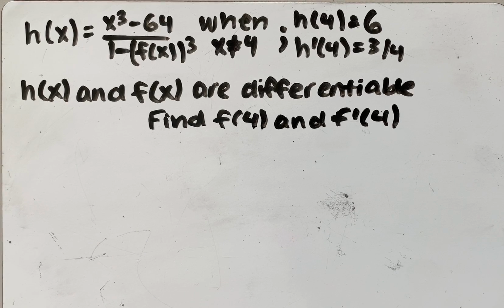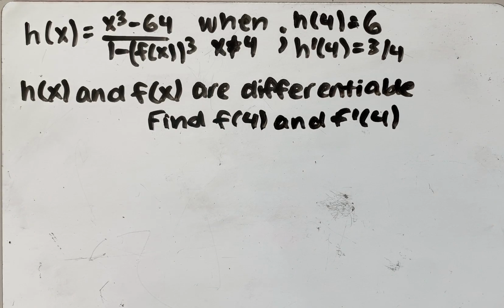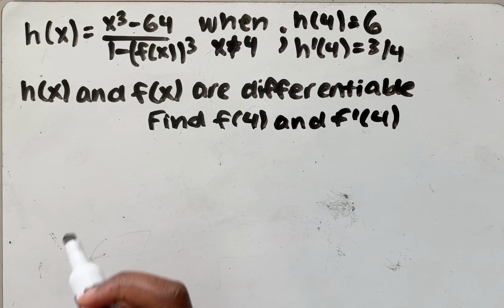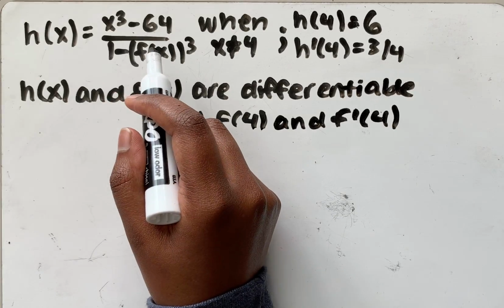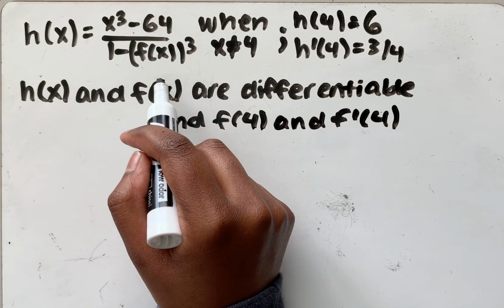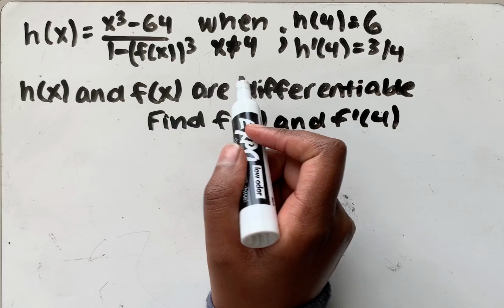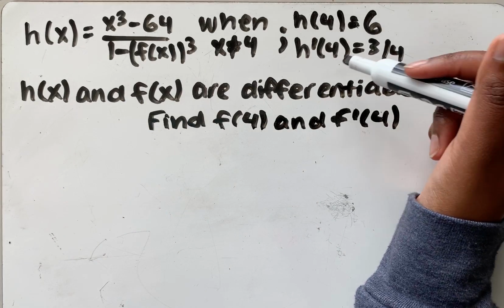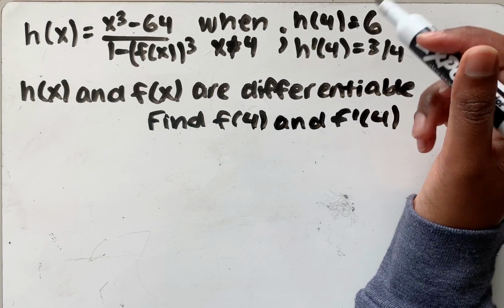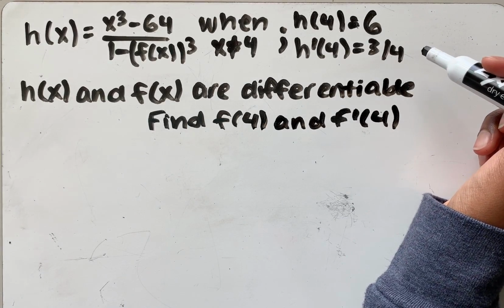Hey guys, in this video, I'm going to walk through part 1C of the first FRQ, which I also attached in the description below. Basically, we're given a function h of x that equals (x cubed minus 64) over (1 minus f of x cubed) when x is not equal to 4. And when x equals 4, we're given that h of 4 equals 6 and h prime of 4 equals 3/4.